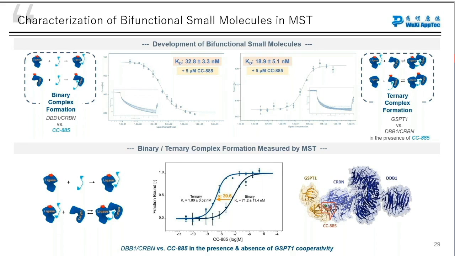Similar experiments can be performed using other E3 ligases, and this allows, of course, an in-depth characterization of binary and ternary complex formation of bifunctional small molecules.